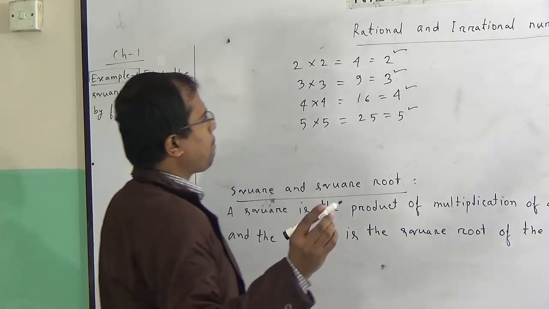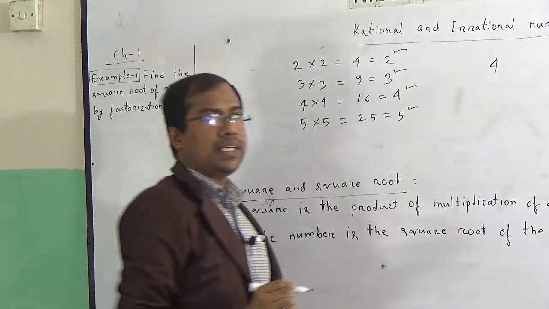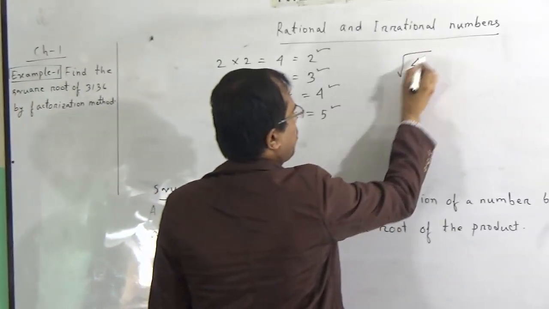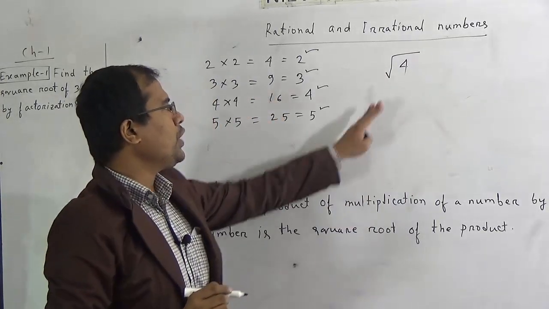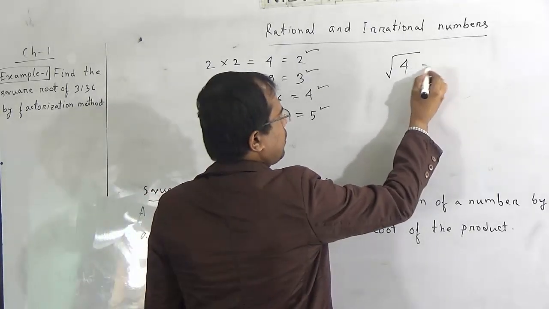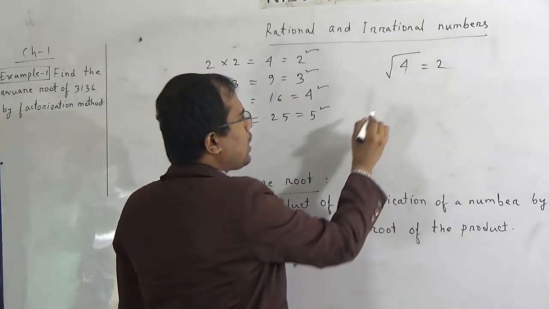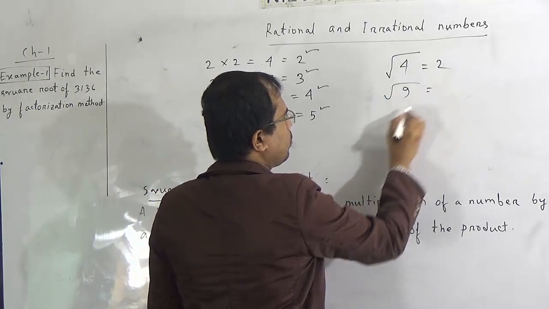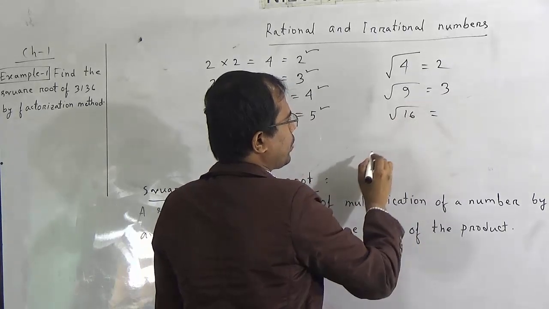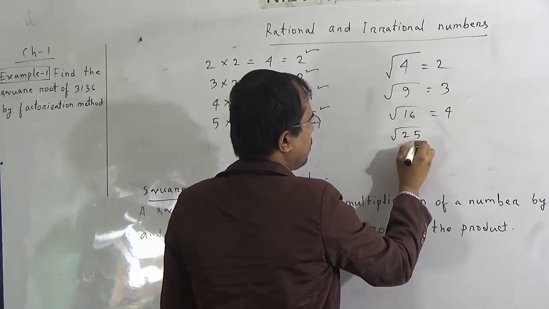Dear students, if 4 is a number, then its square root, we will denote the square root of 4 by this symbol. If we give this symbol on 4, then its value will be 2. Again, square root of 9, we know that square root of 9 is 3, square root of 16 is 4. Similarly, square root of 25 is 5.